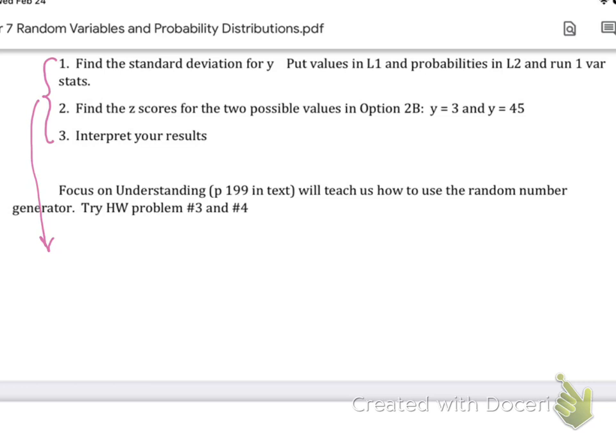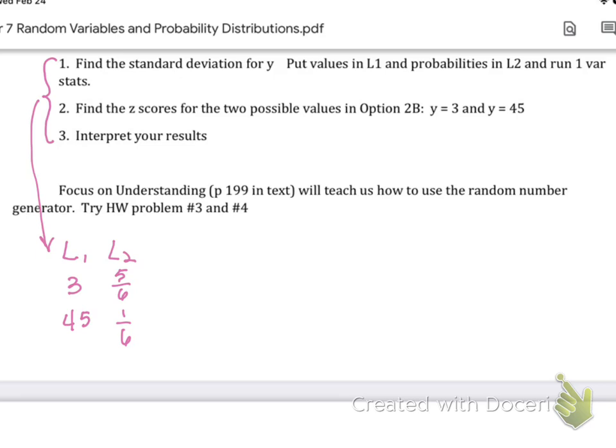Okay, so here in your L1 for scenario 2, your data, remember, was $3 and then $45 if you roll a 7. The probability of getting paid $3 was 5/6. The probability of getting paid $45 was 1/6. So this goes in your graphing calculator. So given that you're putting it in your graphing calculator, it says find the standard deviation for Y.